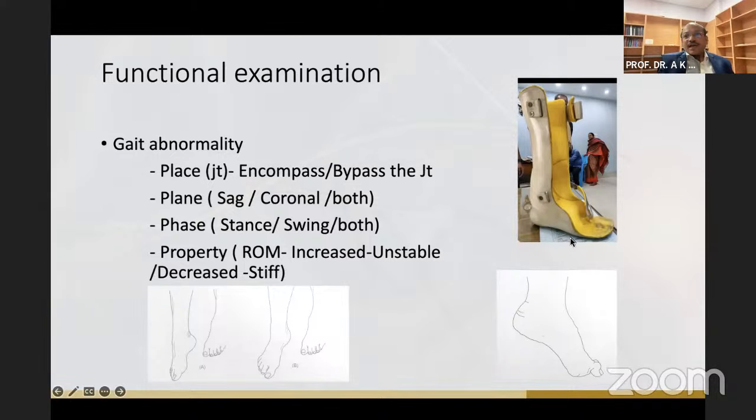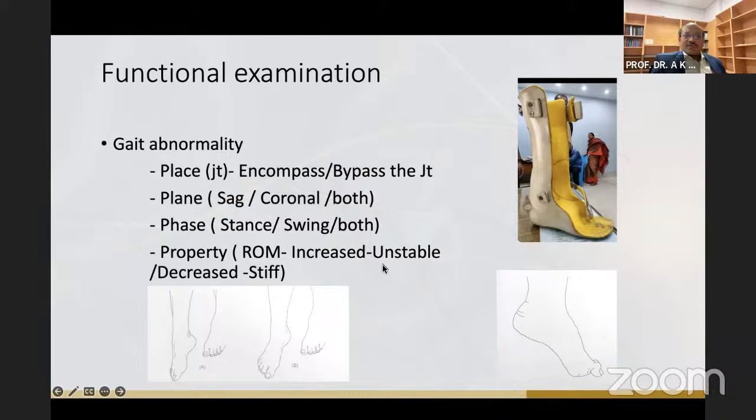And in that sense, in this area below the foot, we have to give some rocker action to simulate the metatarsophalangeal joint movement. So this is the stiff joint. So we have to check which joint is abnormal, which plane, sagittal or coronal, and which phase, is it in the stance phase or swing phase, or are both phases abnormal?